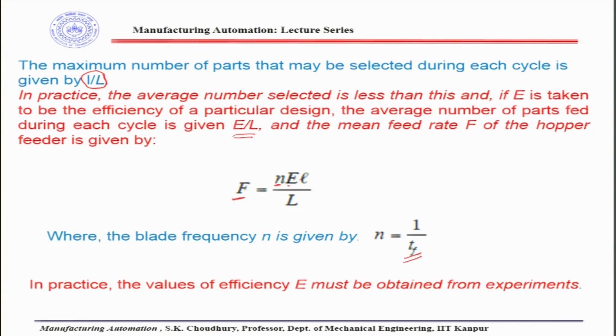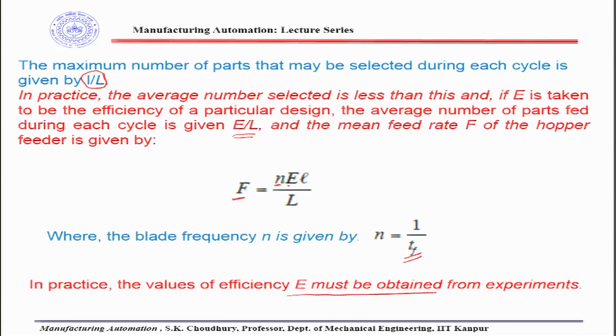So, this Tf is the total time taken for the blade to go up and come down, including the dwell time. In practice, the value of efficiency must be obtained from experiments. As I said, it has to run for some time, and we find out the average number of parts taken in the cycles during the blade coming up and down.